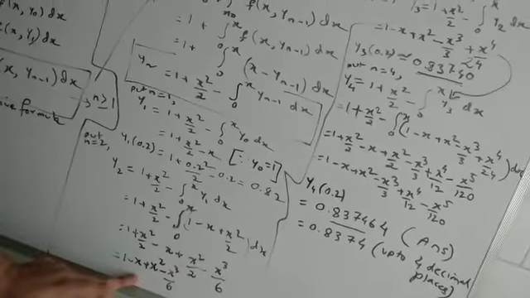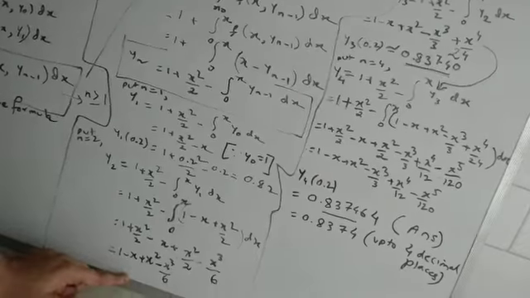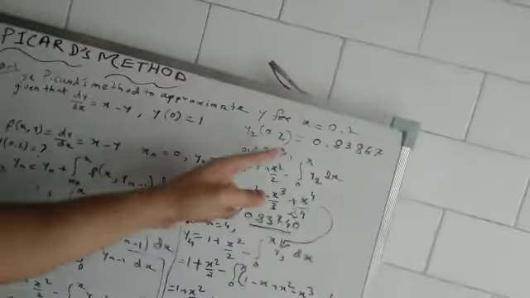Now your task is same. Here you put x is equal to 0.2. Here also put x is equal to 0.2. So if you put 0.2, you will get 0.83867. Okay, so this part is over.